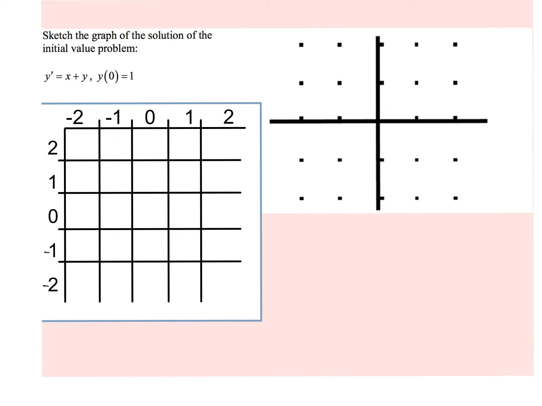So if we substitute in negative 2, 2, what do we get? 0. Substitute in negative 1, 2, 1. And then if we substitute in 0, 2, we get? And then? All right. And then if we substitute in negative 2, 1, what do we get? Negative 1, and then 0, and then 1, and then. All right, we substitute in negative 2, 0, we get? Negative 2, and then.